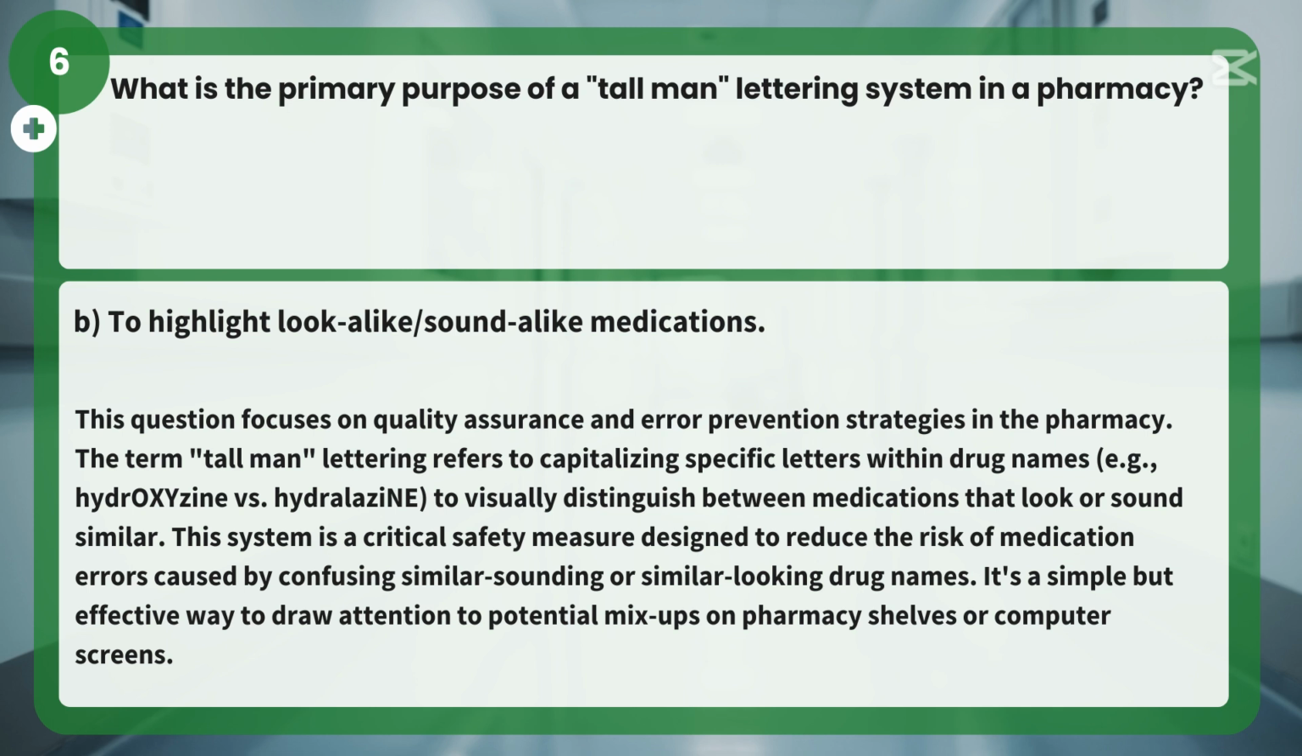This system is a critical safety measure designed to reduce the risk of medication errors caused by confusing similar-sounding or similar-looking drug names. It's a simple but effective way to draw attention to potential mix-ups on pharmacy shelves or computer screens.